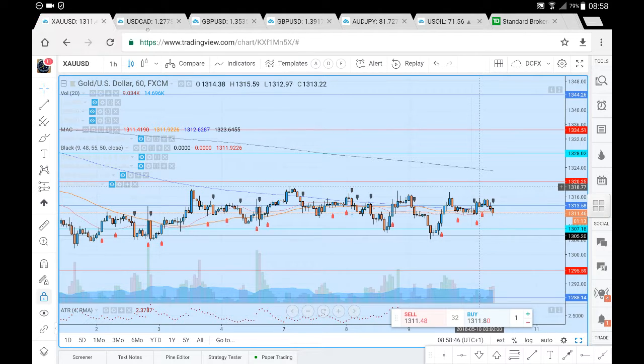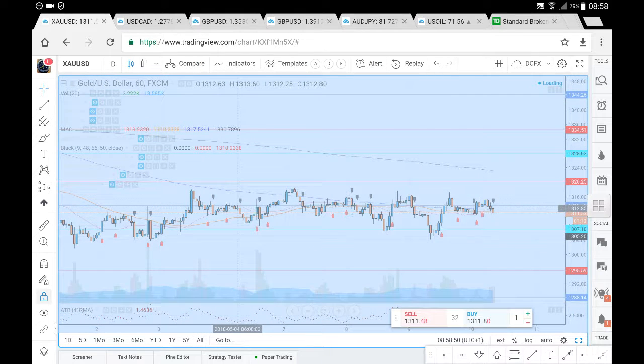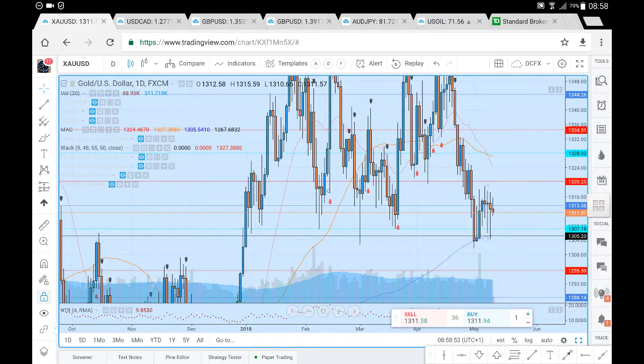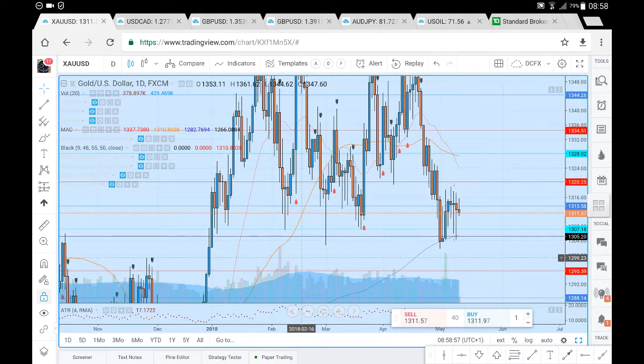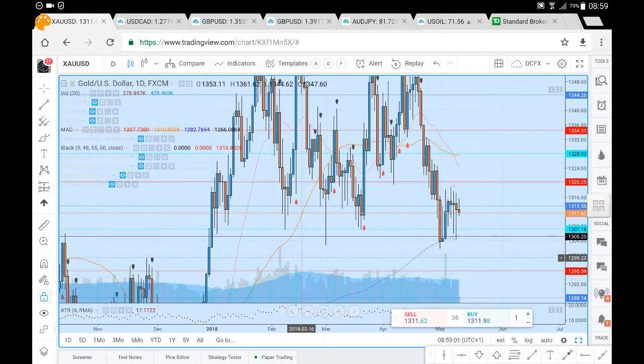Now, the reason I believe that to be the case is that if we have a look here at the daily chart, we can see we've found support around 1305. Not only have we found support around 1305 previously, but we also have daily confluence of a 200 period moving average, thus increasing the likelihood of seeing a bullish bounce at that level.